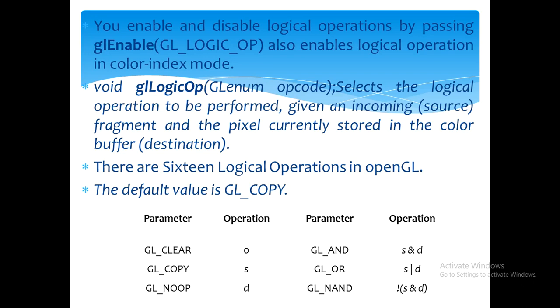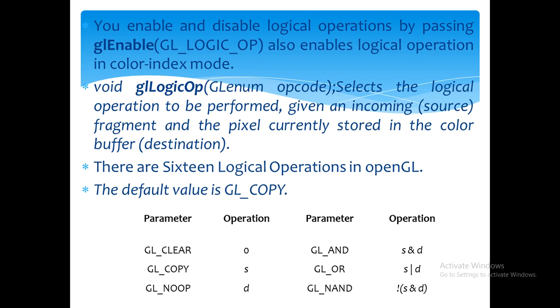You do the logical operation on the incoming source and the destination buffer, right? Then whatever result you get, that result will be applied to that particular pixel. There are 16 logical operations in OpenGL. You can perform 16 different logical operations in OpenGL. The default value is GL_COPY. By default for glLogicOp, the default value is GL_COPY, right?